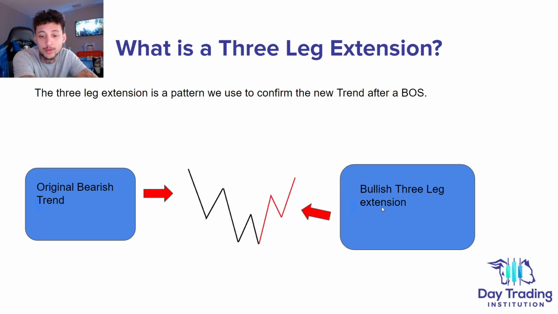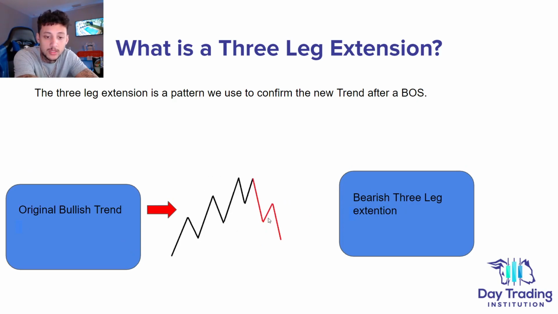So here is a bullish three-leg extension. What is in red is going to be the bullish three-leg extension, and what is in black is going to be the bearish trend that broke. Now let's take a look at the three-leg extension for a bearish condition. So this is going to be the three-leg extension for the break of a bullish trend.